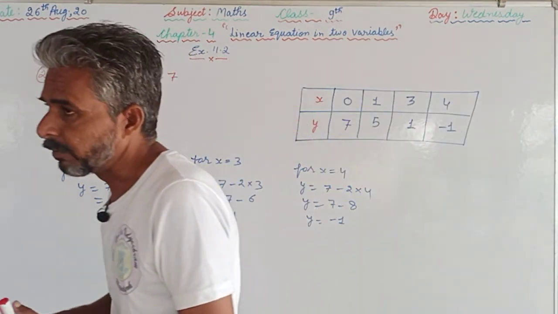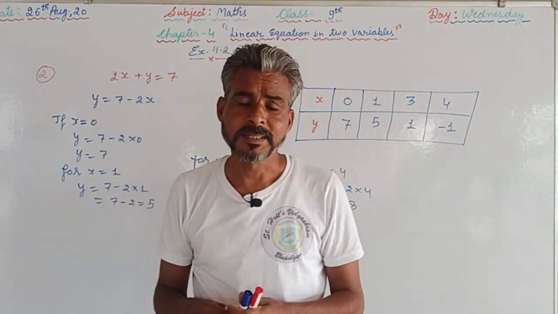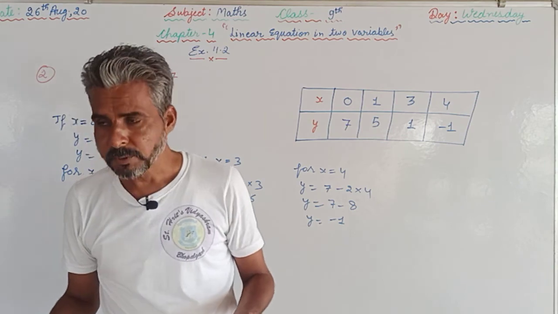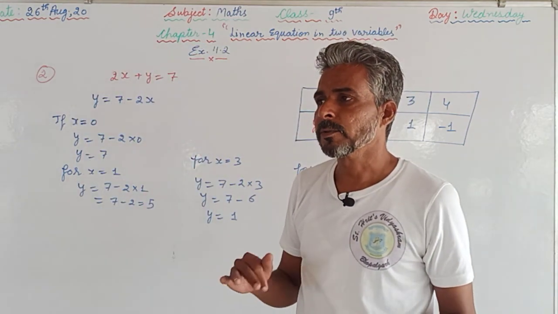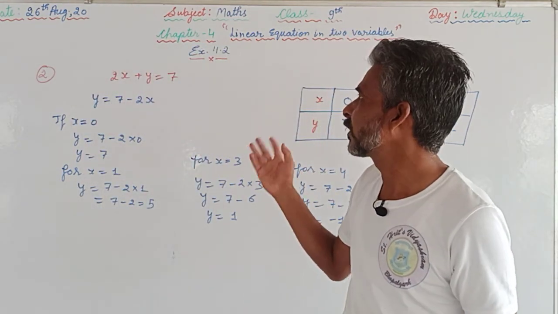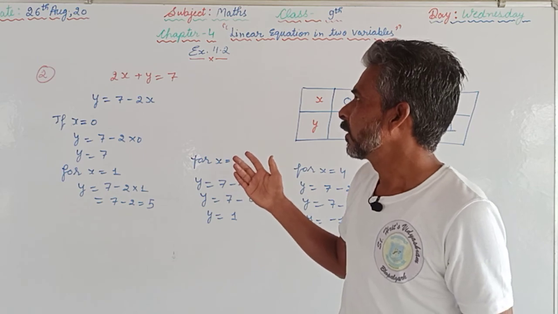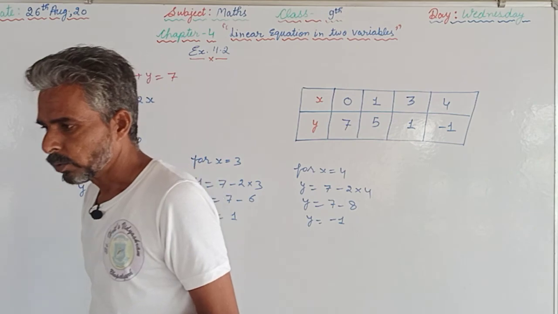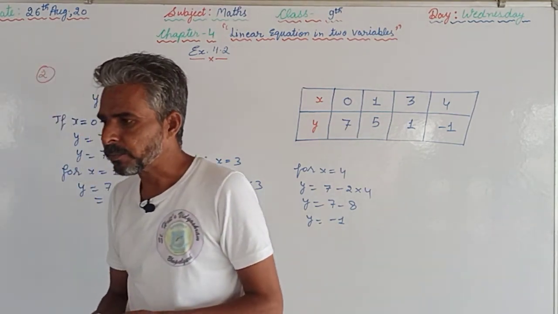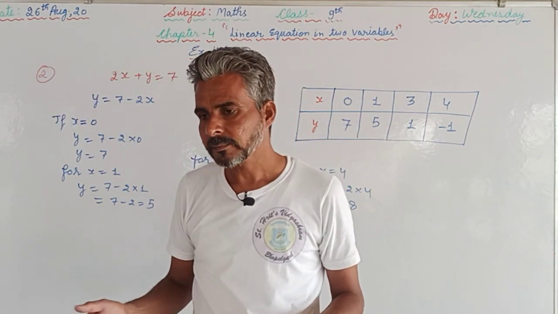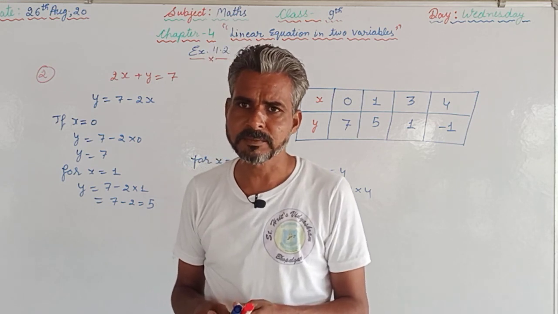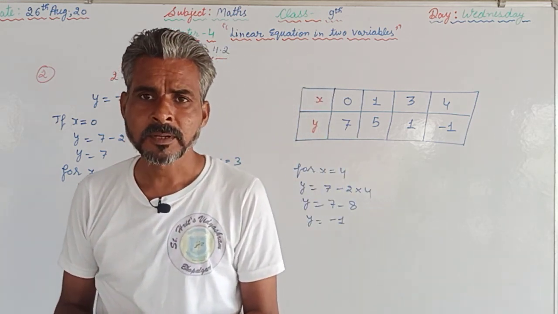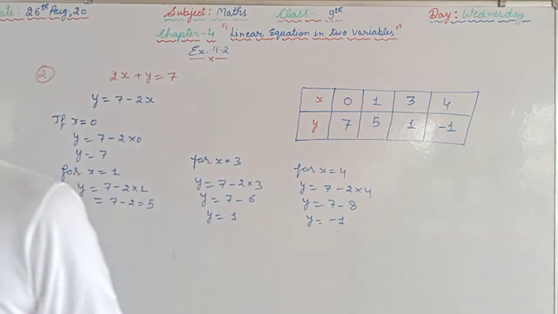So I hope that you have understood and you can easily proceed with the questions of this chapter. So today's homework is there. You are supposed to repeat all the questions of exercise 4.1 and 4.2, at least up to question number 2. And if you face any kind of problem, then you are supposed to message us, or you can even call us. We will try to rectify your doubt so that you can easily proceed with the questions given in your textbook. Thank you very much.